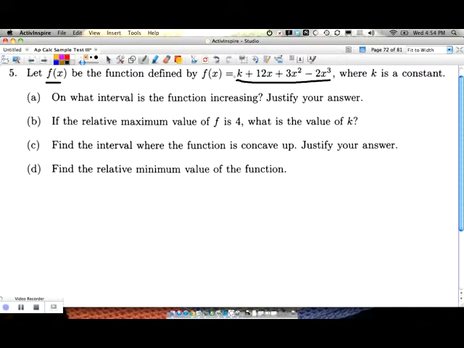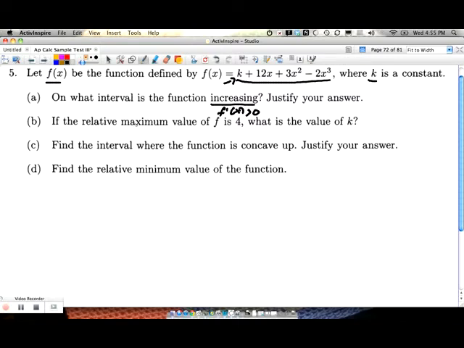On what interval is the function increasing? That means f prime of x is greater than 0. So that's what we've got to figure out. When is it greater than 0? Second, if the relative maximum value of f is 4, then what is the value of k?